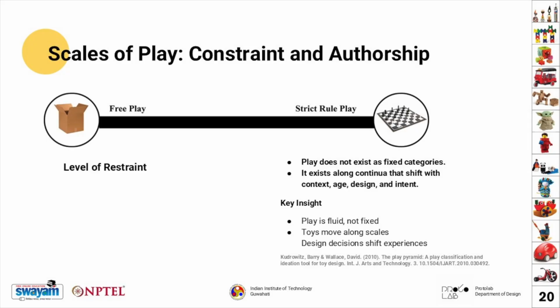This next scale looks at how constrained the play is. Free play offers high freedom. Few rules, flexible meaning, open outcomes. Strict rule play involves clear rules, goals, and constraints, like board games or sports.